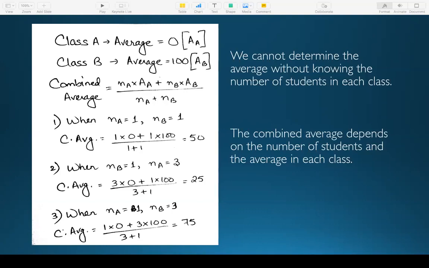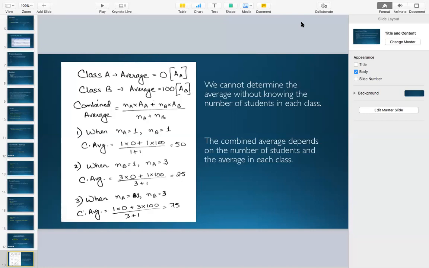And moreover, one more thing which you can learn from here is that when the number of students in class A is more, the combined average is closer to the average of class A and farther from the average value of class B. And similarly, in the third case, when the number of students in class B was more than the number of students in class A, the combined average was closer to class B average as compared to class A average. Okay, I see some questions.